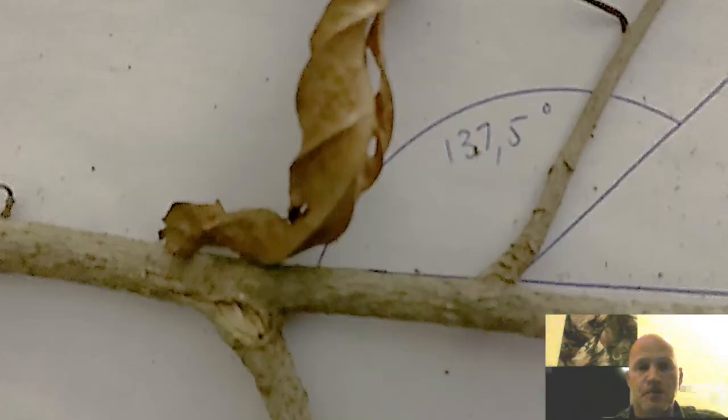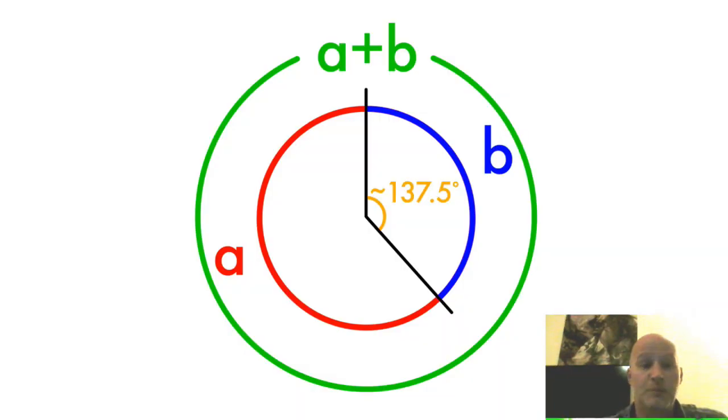This is a branch from a tree. The new smaller branch starts out at an angle of 137.5 before it goes astray. Amazing. Yes, but that's only the beginning. We're only getting started.